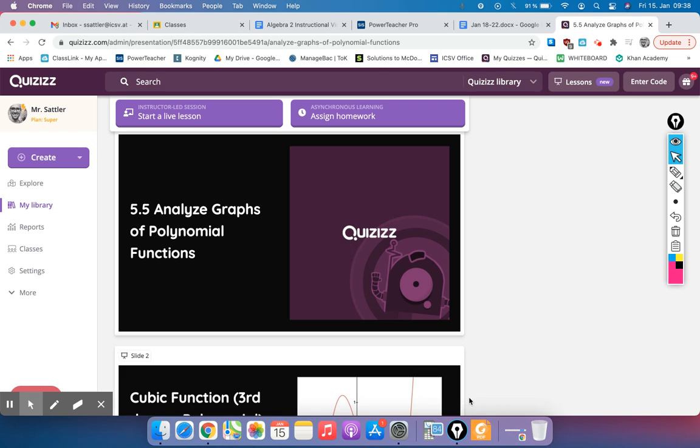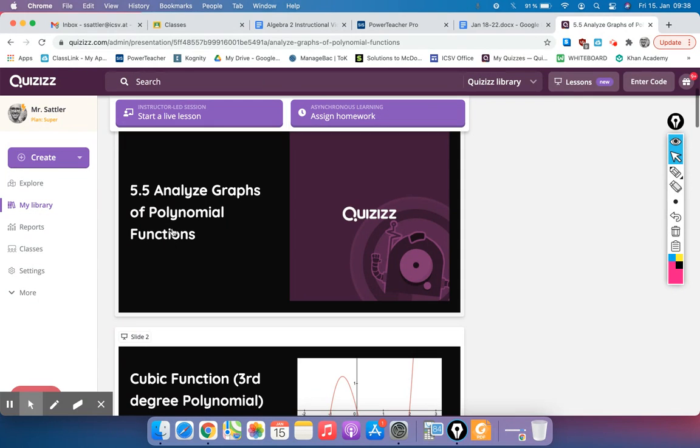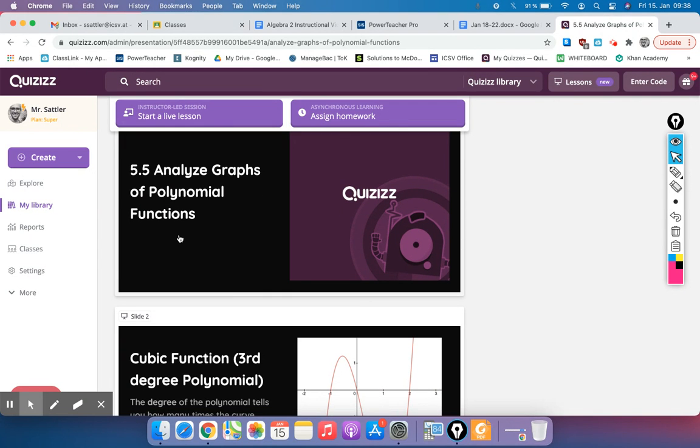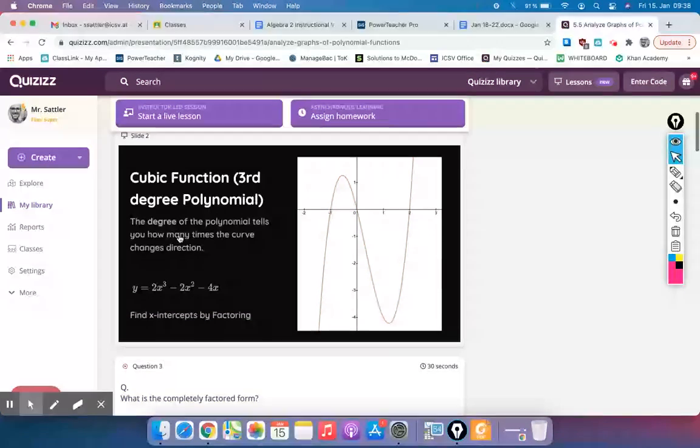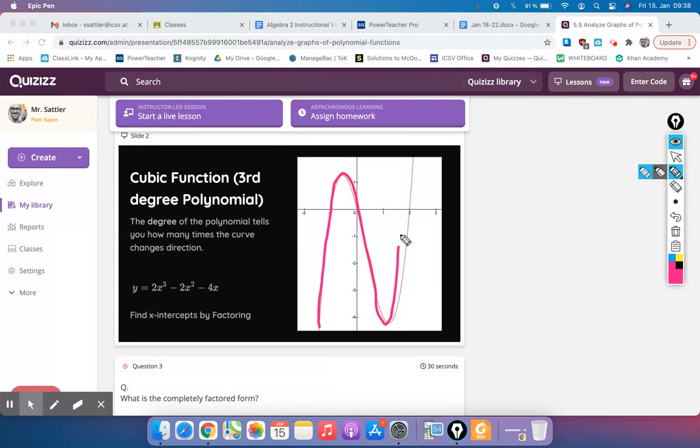So in this video, I'm going to go through the quizzes on graphs of polynomial functions, section 5.5, just in case you missed something in class. So the first example was a cubic function, and again, the degree tells us how many times the curve changes direction. So if you count this as the first change, that's 1, and then 2, and then 3.